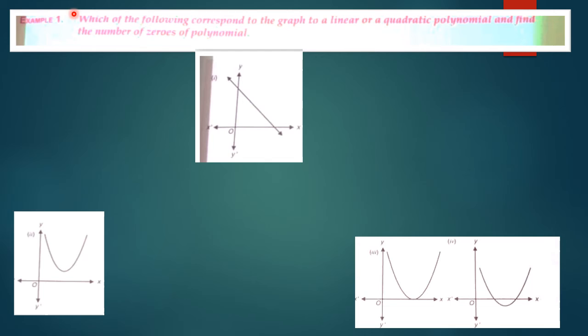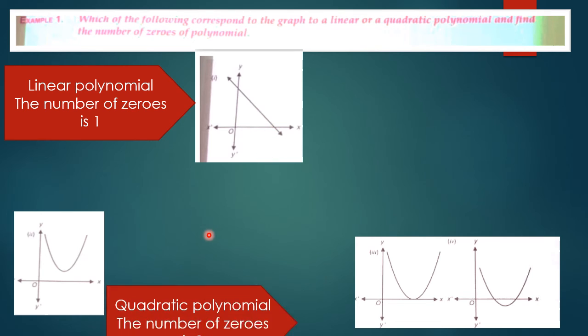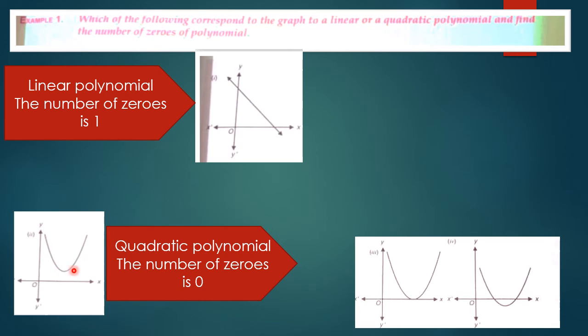Now, viewer, you have an exercise. Which of the following correspond to the graph of the linear or the quadratic polynomial and find the number of zeros? So, as I told you in the previous examples, you saw how to find out. So, now we will see how to find. So, in the first one, you can see it is a straight line. So, it is a linear polynomial and the number of zeros is here 1 because here it touches at 1 point.